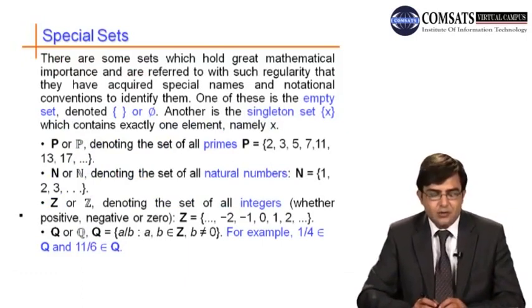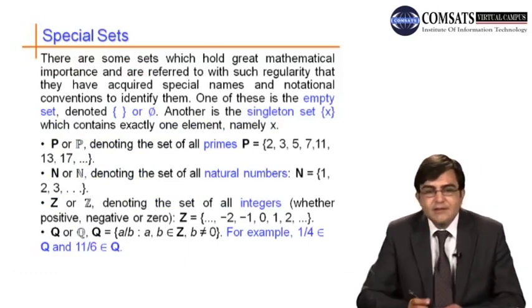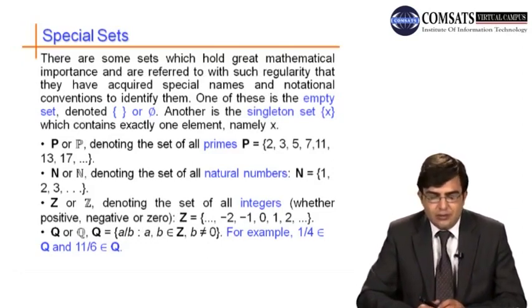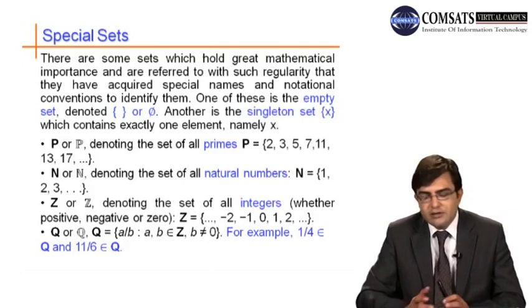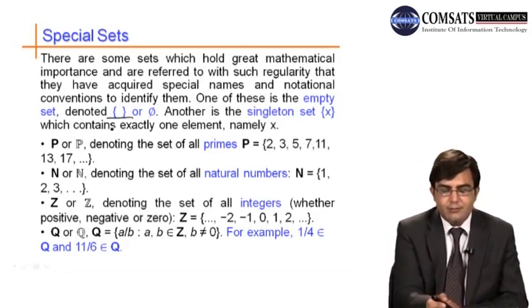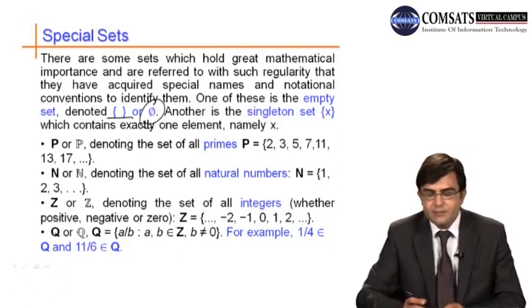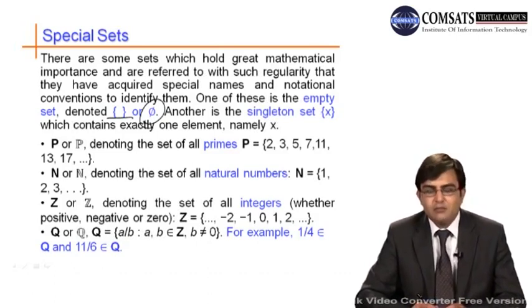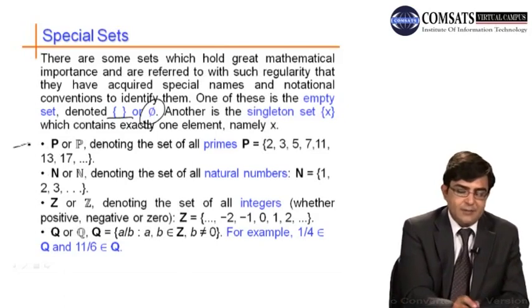In mathematics there are some common sets which are well defined. These sets have some special notation and convention to identify them. For example, first of all, the usual set, the empty set, is denoted by two empty brackets or this notation. Another is a singleton set, which contains only one element. These are the most common sets which we use, and you have already studied them in earlier classes. There are some sets which have special notation.